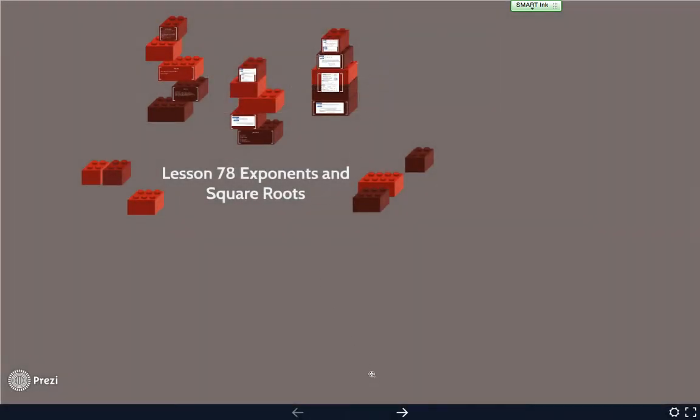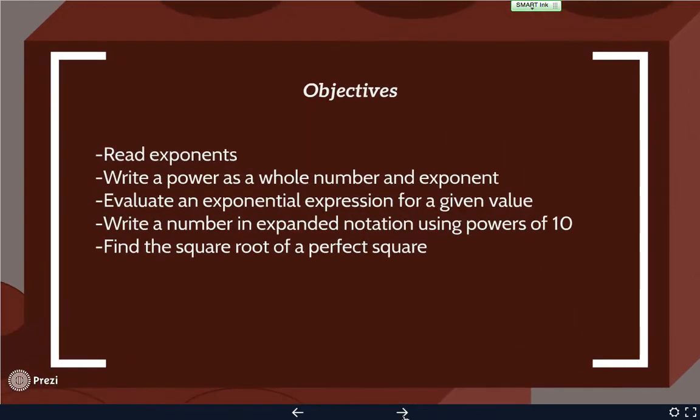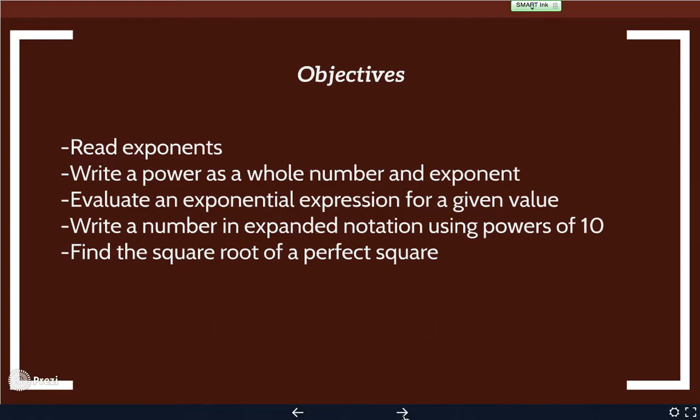We're on lesson 78, exponents and square roots. All right, so your objective for today is to read exponents. We're going to write a power as a whole number and an exponent. We're going to evaluate an exponential expression for a given value, and we're going to write a number in expanded notation using powers of 10, and find the square root of a perfect square. So this is a pretty hefty lesson. So be prepared. You have a lot of stuff to do today.